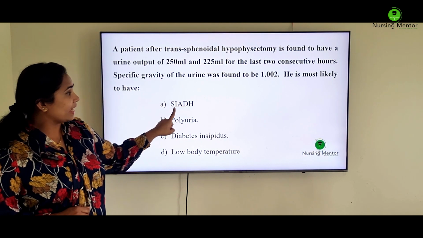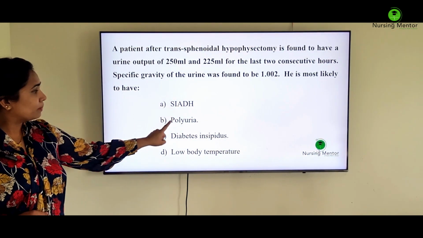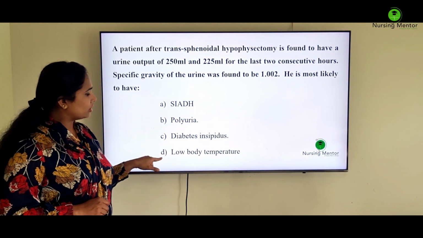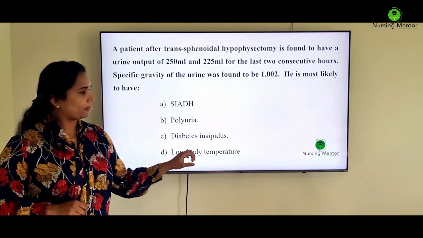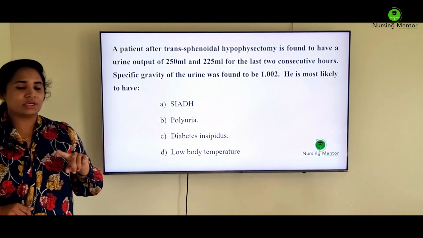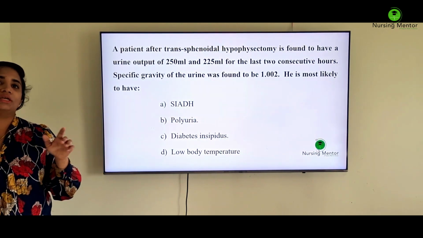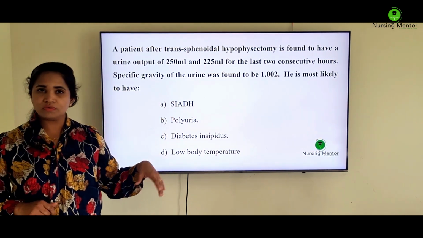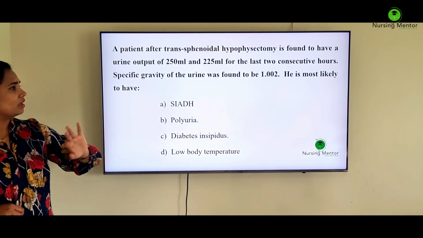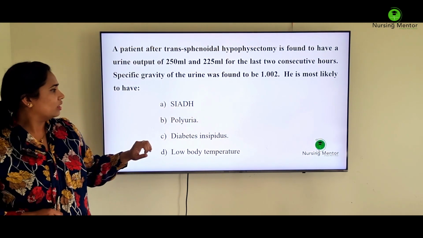First option is SIADH. Second, polyuria. Next is diabetes insipidus. And the fourth option is low body temperature. SIADH is caused by the hypersecretion of the ADH hormone. So once the pituitary is removed, if there is a hypersecretion of ADH in the blood, it can cause SIADH.